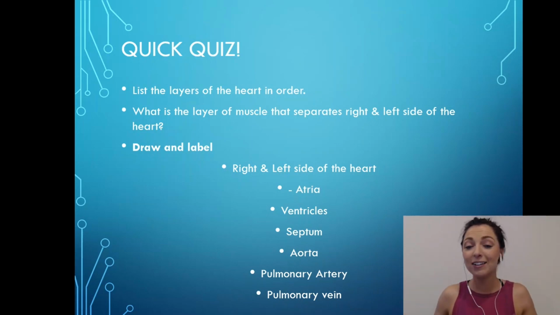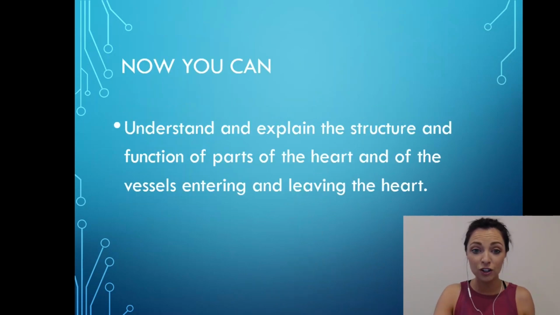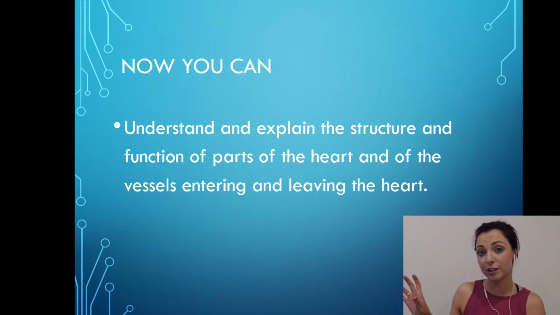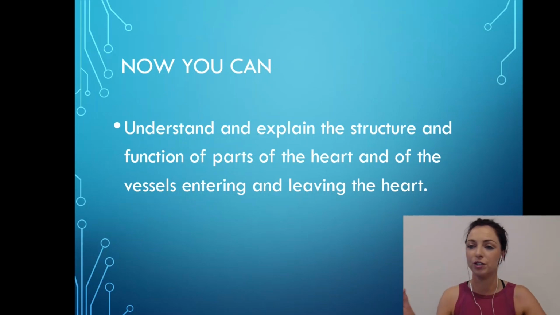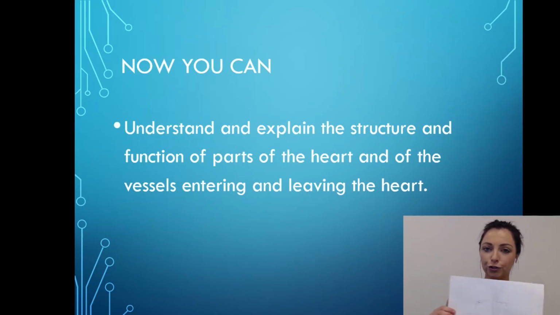Wasn't that so fine? It was fine, wasn't it? So we've literally just gone through pretty much the whole structure of the heart. Obviously, we're going to go through the circulatory system in a minute, which means the types of circulation that run through the heart and go to different areas of the body. But now you can understand and explain the structure and function of parts of the heart and the vessels entering and leaving the heart. You should also be able to very artistically draw the heart.